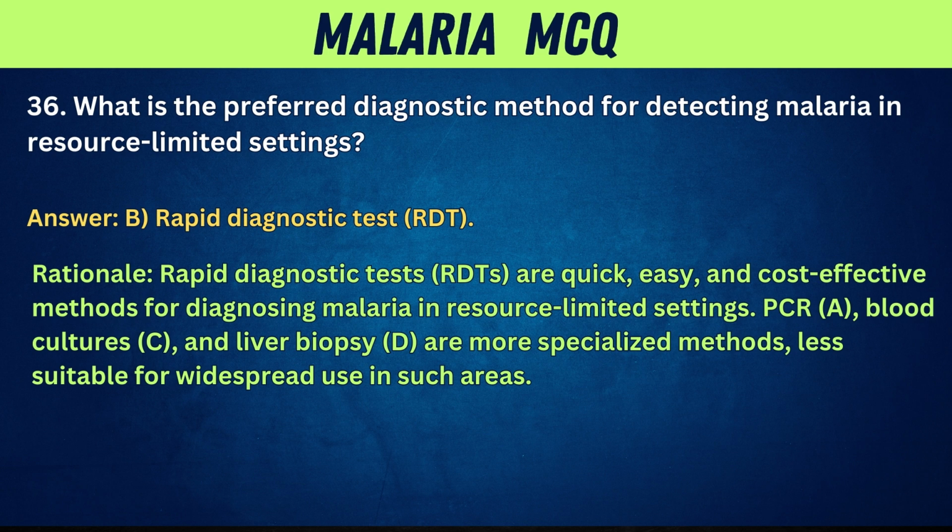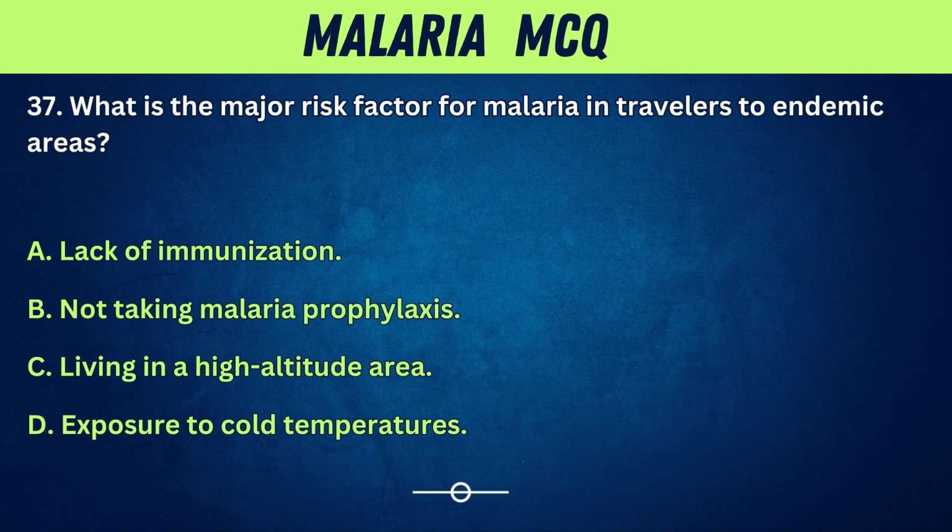Rationale: rapid diagnostic tests, RDTs, are quick, easy, and cost-effective methods for diagnosing malaria in resource-limited settings. PCR (A), blood cultures (C), and liver biopsy (D) are more specialized methods, less suitable for widespread use in such areas.